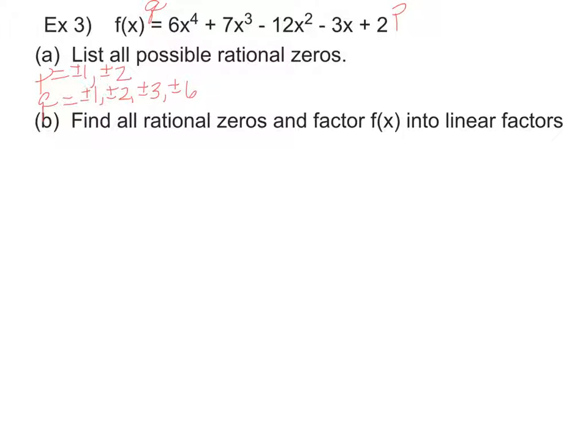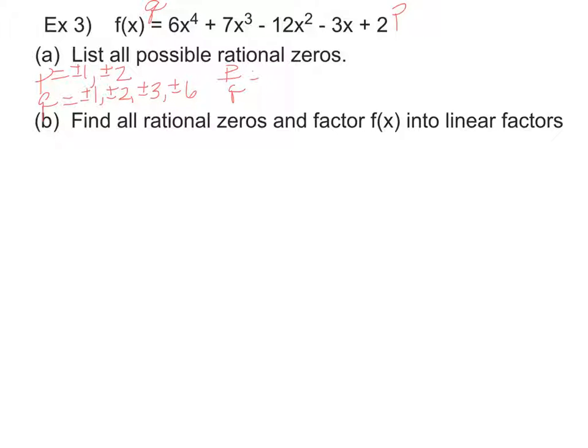Now, to get your P divided by Q, you just systematically go through and do the division. So you're going to take your 1 divided by 1, then your 1 divided by 2, your 1 divided by 3, your 1 divided by 6. Then you come over here and you take your 2 divided by 1, 2 divided by 2, 2 divided by 3, 2 divided by 6. So see what this looks like.